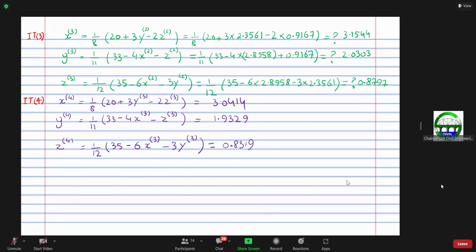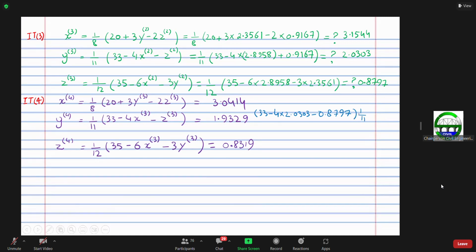So y4. Let's try the value of y4 in here. It should be equal to 33 minus 4 into x cube, x cube is 2.0303, minus z, which is z cube, 0.8797, into 1 by 11. It should be like this one.